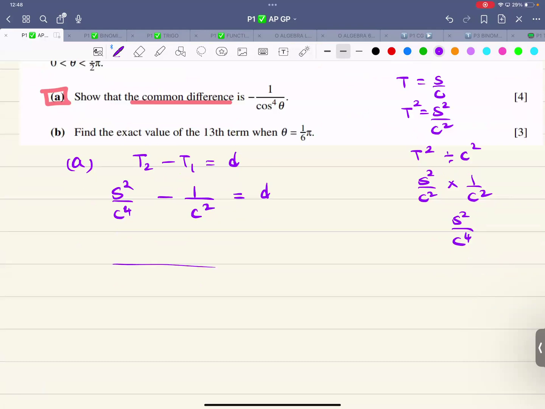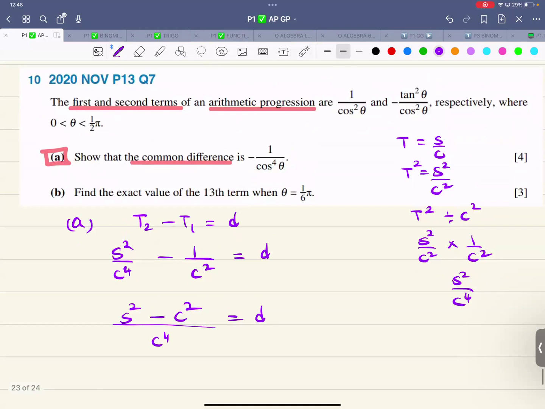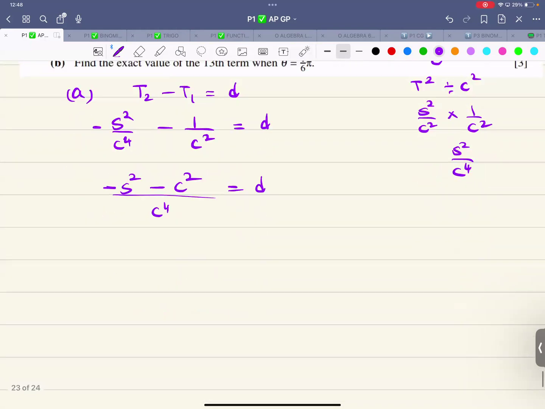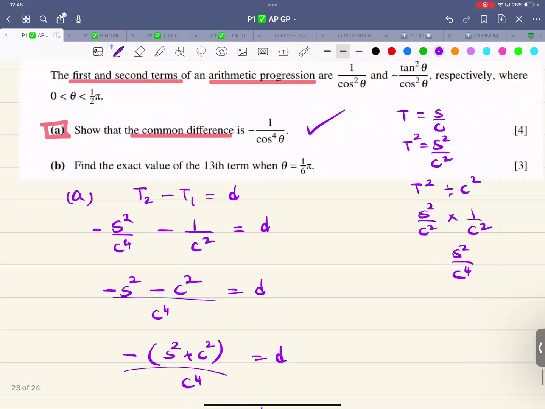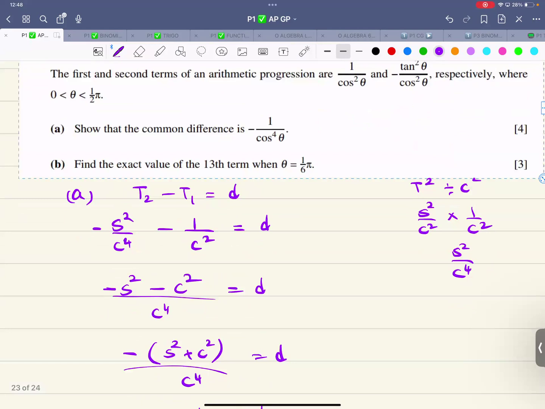So now let's take LCM. That is C4. S square remains as it is. And there is a C square over here. That is D. Did I miss the negative sign? Yes, there is a negative sign. And minus common, 1. S square plus C square is 1. Divided by C4 is equal to D. So D is negative 1 over C4. Is that the answer? Yes. Now, the second part, let me just copy this.